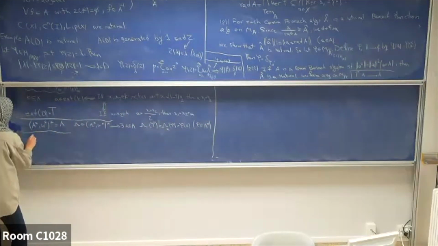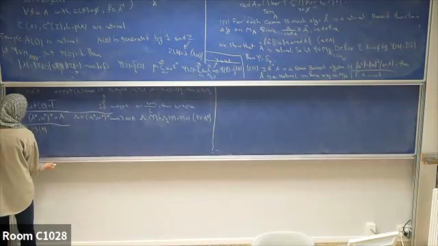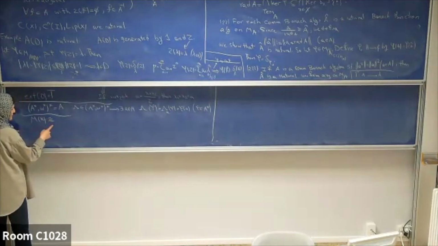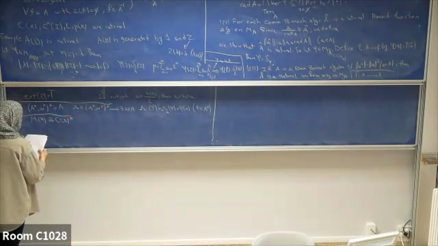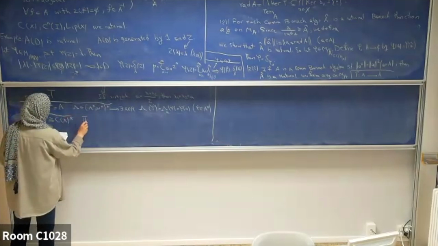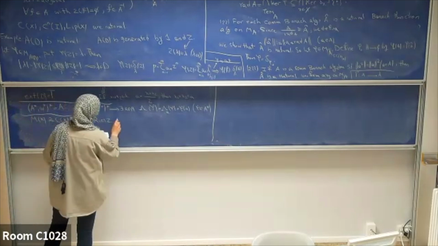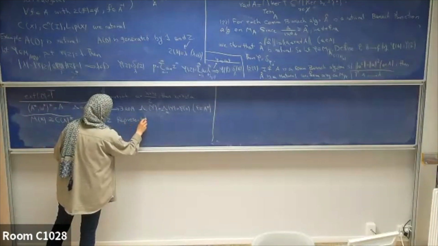And the final thing is M of X, the set of all regular complex valued Borel measures. And you know that this is isometrically isomorphic to the dual space of C of X when X is compact. Actually, this is the Riesz representation theorem.